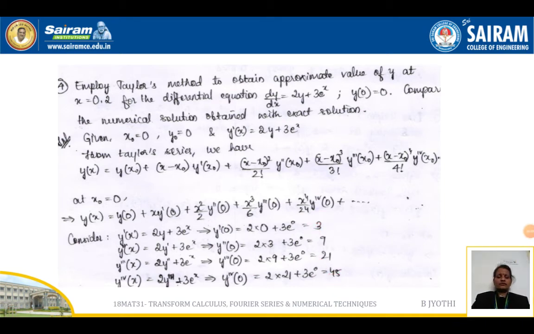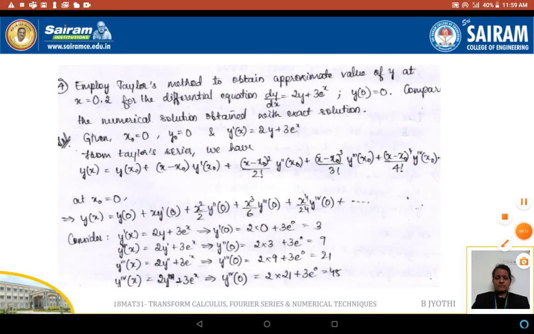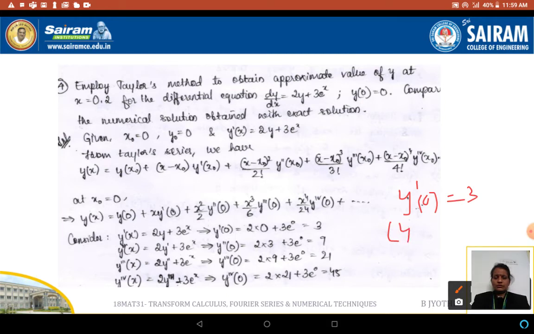What are the values we have to consider here? First of all, we have to consider y dash of 0, which is 3, y double dash of 0, which is 9, y triple dash of 0, which is 21, and y fourth dash of 0, which is 45.